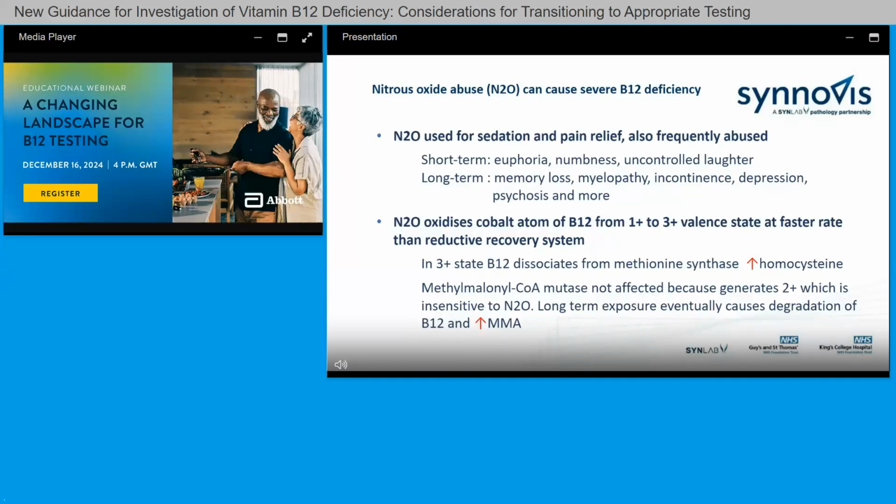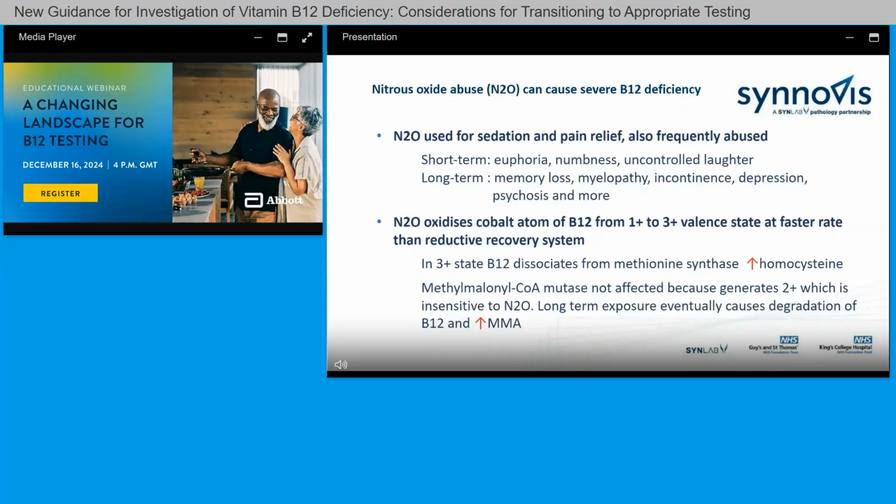In the short term, the person taking nitrous oxide will feel euphoria and uncontrolled laughter. And it's a particularly common drug for young people. And this is because the euphoria and uncontrolled laughter soon wears off, and you may be able to go back to where you live, to your family, for example, and there'll be no obvious evidence that you've been abusing a substance. But prolonged use over the long term will induce memory loss, incontinence, depression, psychosis, and more.